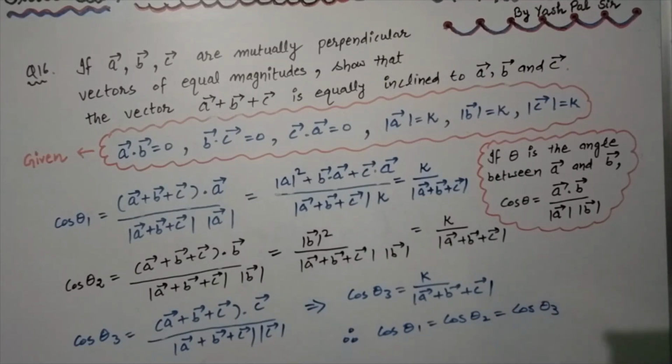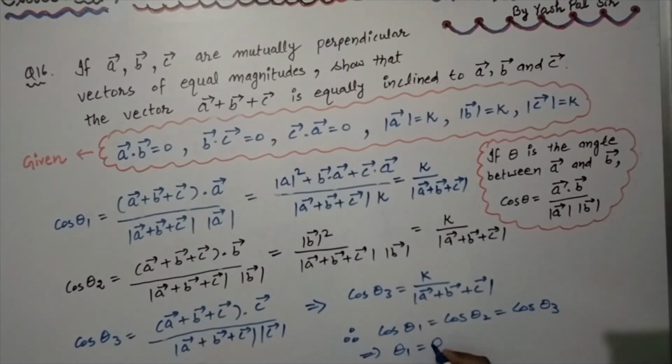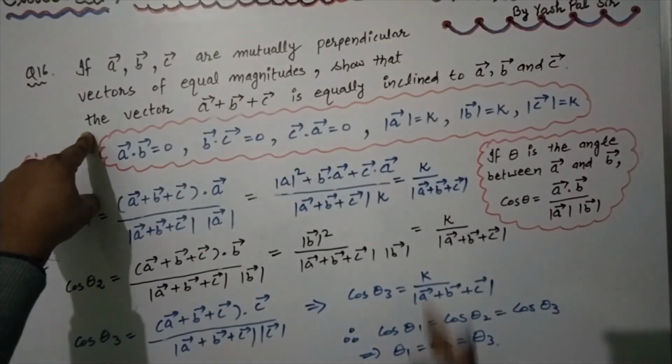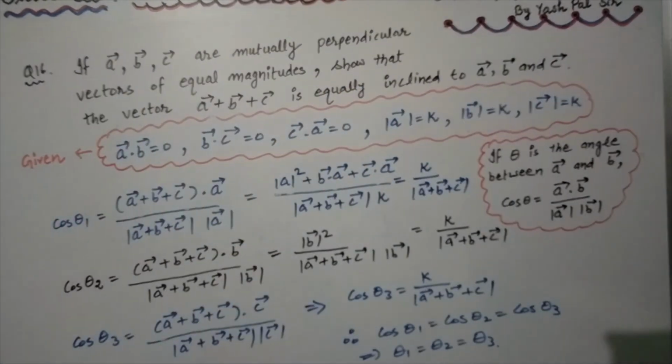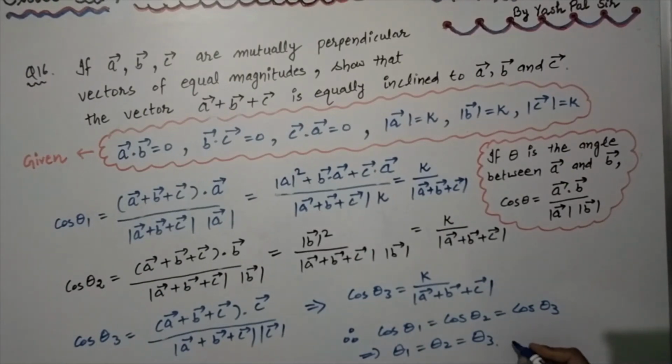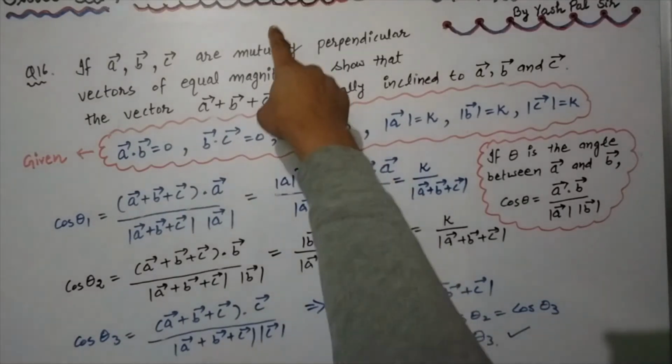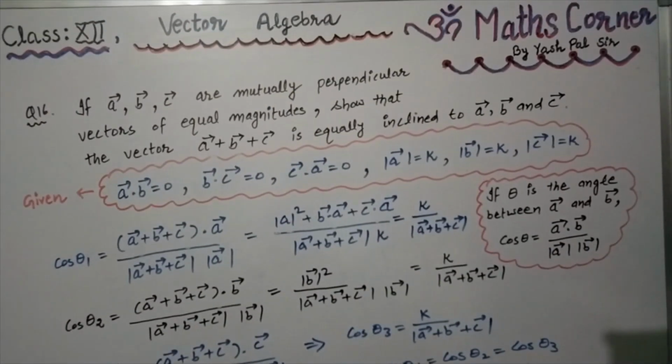Okay, so we say cos theta 1 is equal to cos theta 2 is equal to cos theta 3. The conclusion is theta 1 is equal to theta 2 is equal to theta 3. So we have shown that these vectors are equally inclined. So of course they are equally inclined. This is the result.